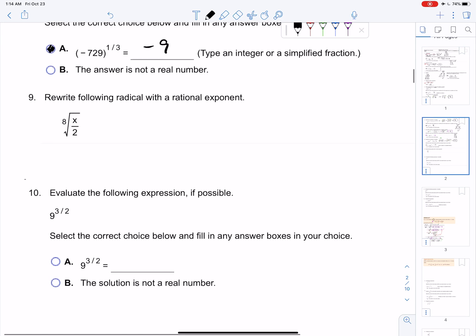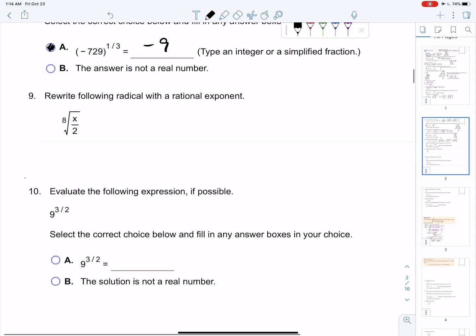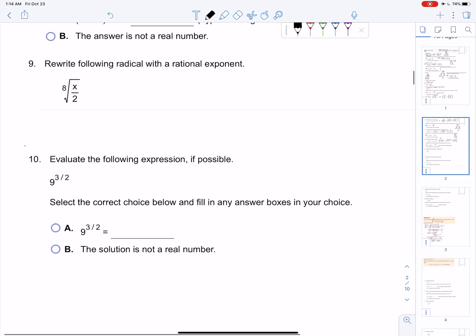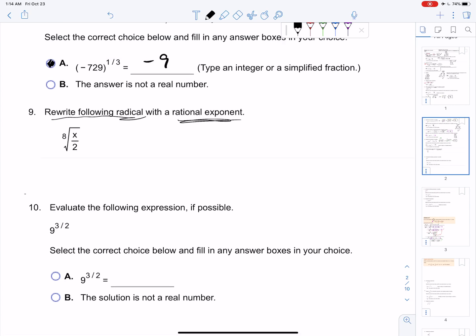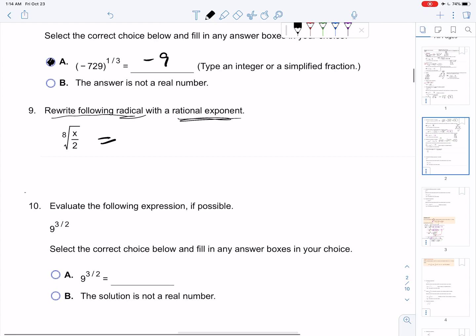Okay, where are we at? Number 9. So number 9 says, please rewrite the following radical. So it's already a radical with a rational exponent. They want us to go backwards. They want us to get rid of the radical symbol and write it as a fractional exponent. So your first question would be, what is the radicand? The radicand is x over 2, and that's your base.